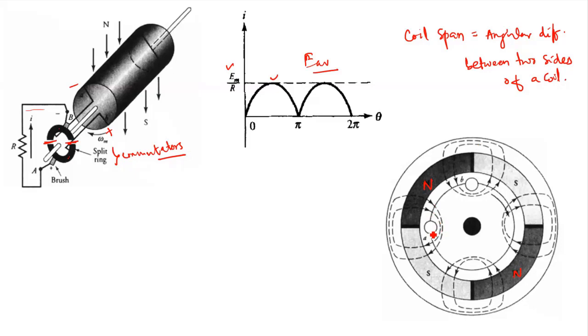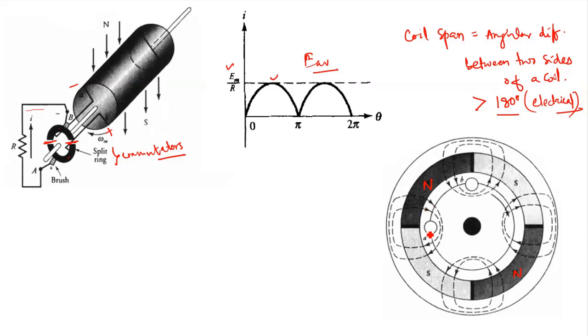So the angular difference between the 2 sides of the coil, that is A and B, should not be greater than 180 degrees in any condition. If it is greater than 180 degrees, then we cannot get an EMF. So it should not be greater than 180 degrees electrical. Electrical, not mechanical, right? So that means when we put the coil span, it should be at a maximum of one magnet, right?